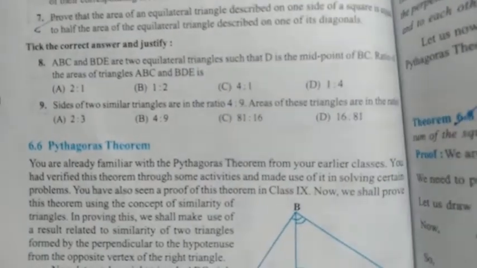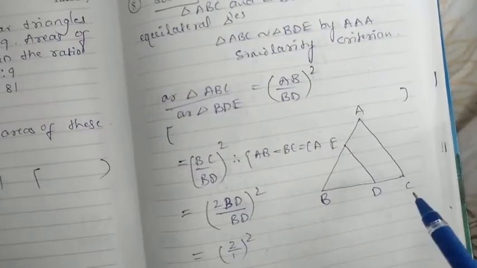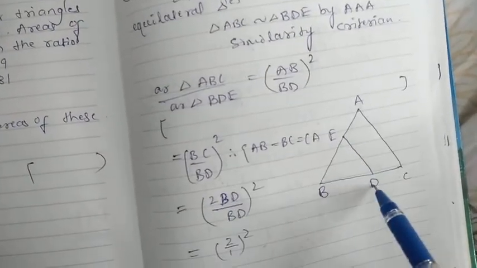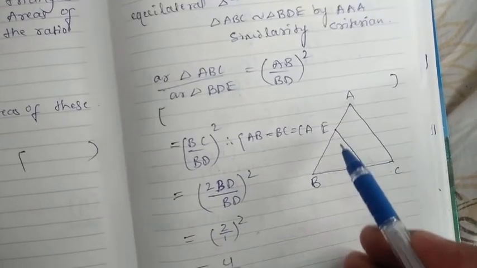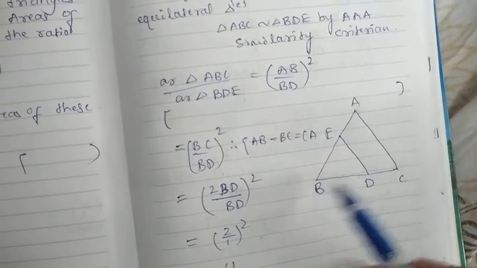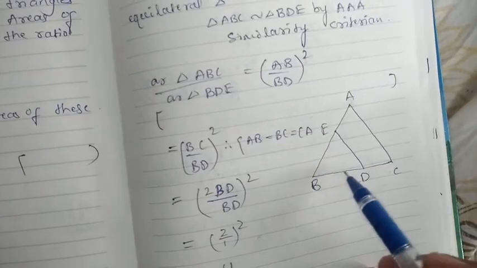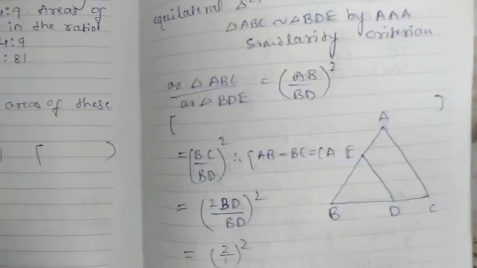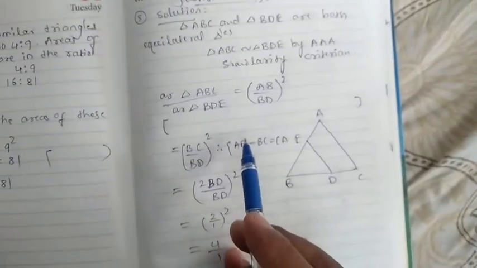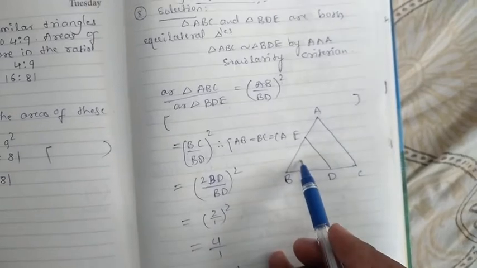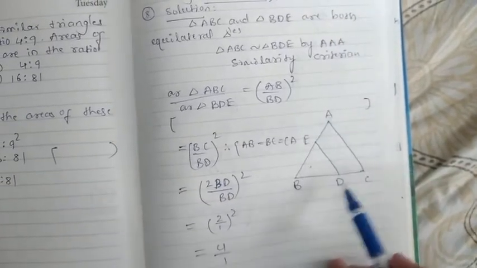See here, children. Based on that question, you have to draw the diagram. ABC is the triangle they have given. D is the midpoint of BC, just join. E is the midpoint. So both triangle ABC and triangle EBD are equilateral triangles, as given in the question. So we have to find the ratio of this triangle to the triangle ABC.